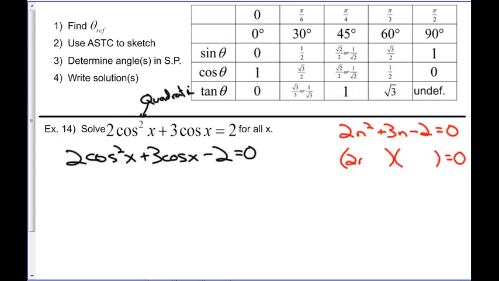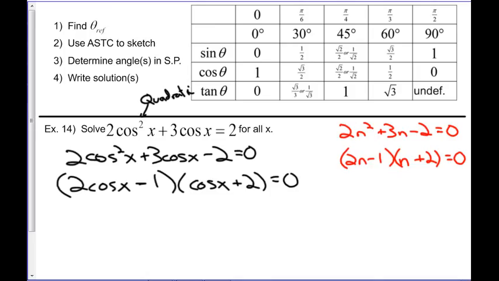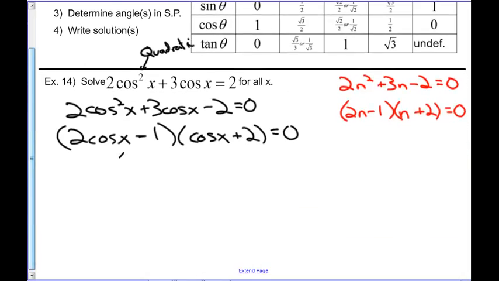So we can try guess and test. Let's see. There we go. That'll work. That means that this over here factors, since it's the exact same values, to 2 cos x minus 1 and cos x plus 2. Each of those give an elementary equation. Okay. And this would be cos x plus 2.